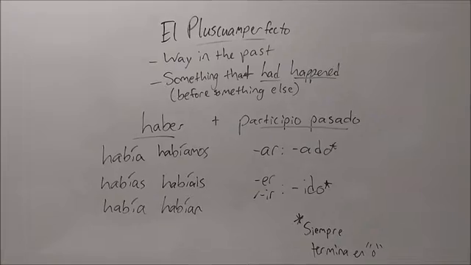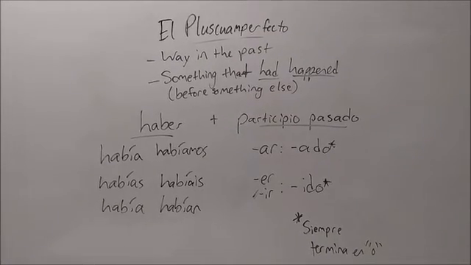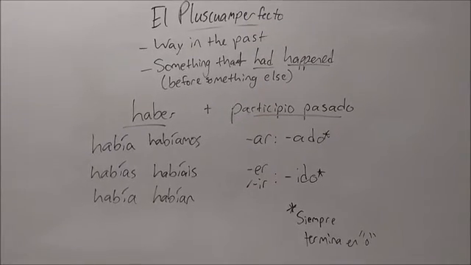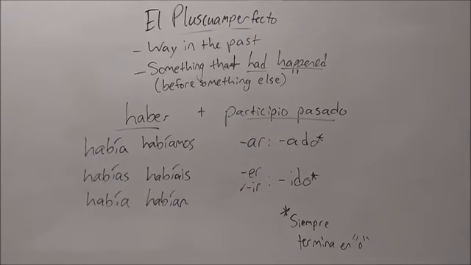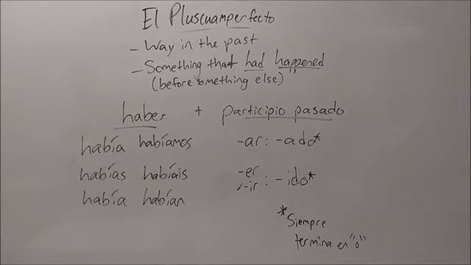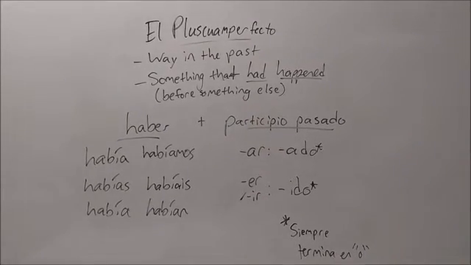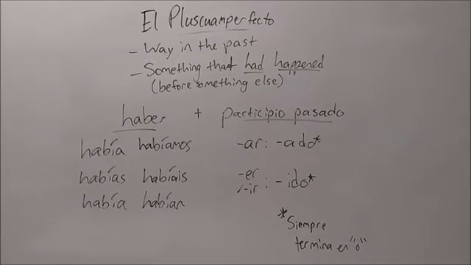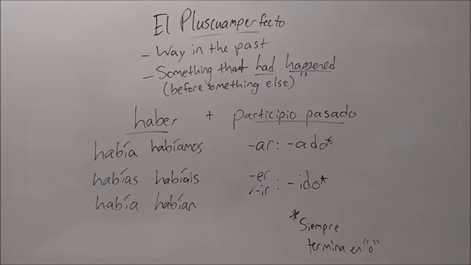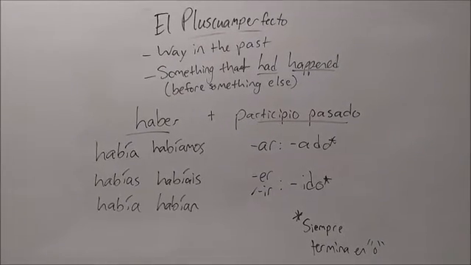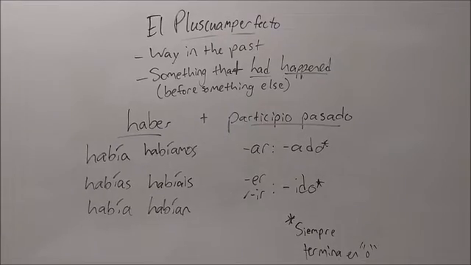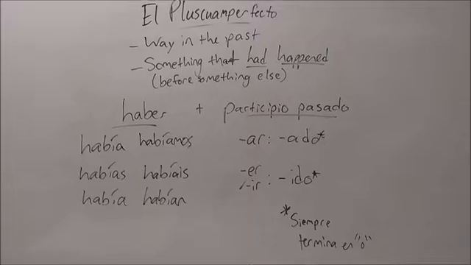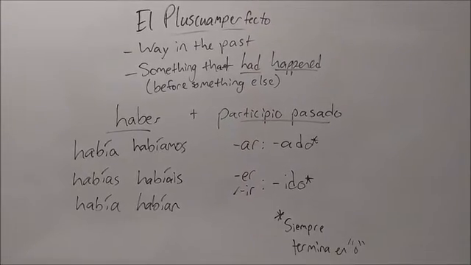We have el pluscuamperfecto. El pluscuamperfecto, called pluperfect in English, is a way to express something that happened way in the past. Something that had happened, usually before something else. For example, I had traveled to Florida before I went to South Carolina. The pluscuamperfecto is formed by conjugating the verb haber in the imperfect tense, and then adding the participio pasado to the end of whatever verb you want to conjugate. For AR, that's ado. For ER and IR, that's ido. And remember that these always end in o.